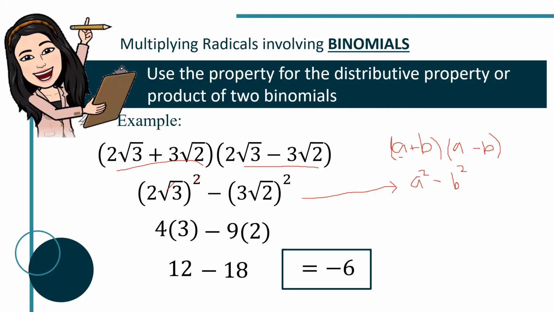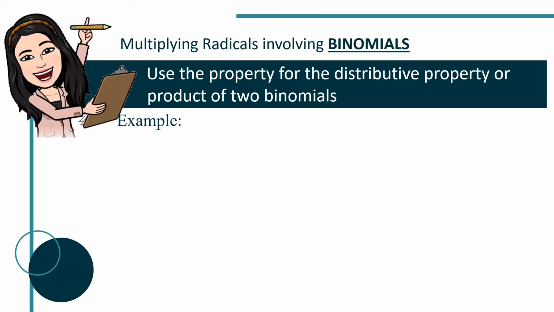Okay, nakuha? Ito po ay applicable sa case na ganito. Kapag parehas na parehas yung terms, ang pinagkaiba lamang ay operation. Isang addition at isang subtraction. Okay? So, that's it for multiplying radicals involving binomials. So, let us have this another example. Our given is square root of 2 plus 2 square root of 3 multiplied by 3 square root of 2 minus square root of 3.